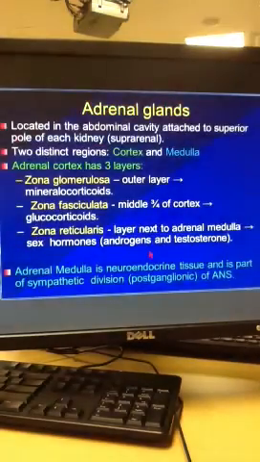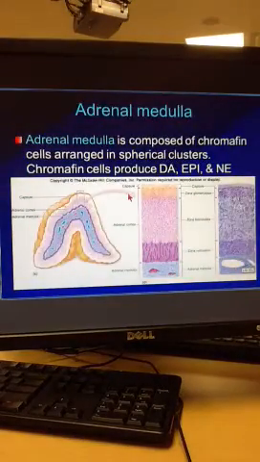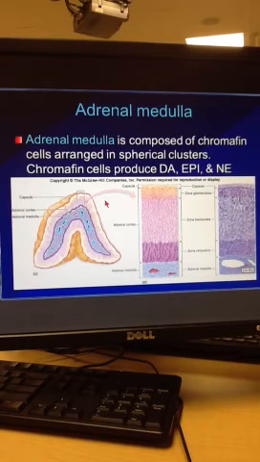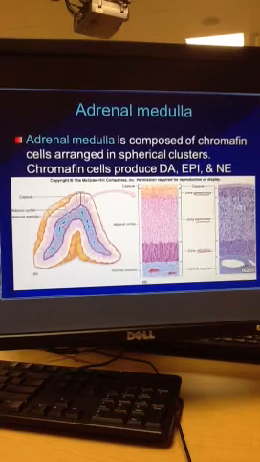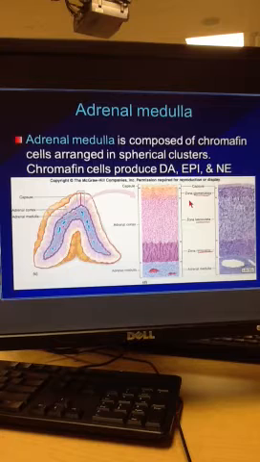The outer layer of the adrenal is called the adrenal cortex, and it is made up of 3 different layers going from top to bottom. It is the zona glomerulosa, zona fasciculata, and zona reticularis. Each layer produces specific hormones. The zona glomerulosa produces what are called mineralocorticoids, in particular aldosterone. Aldosterone is necessary for the retention or excretion of potassium and sodium.